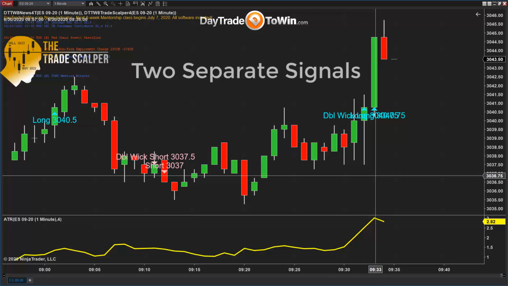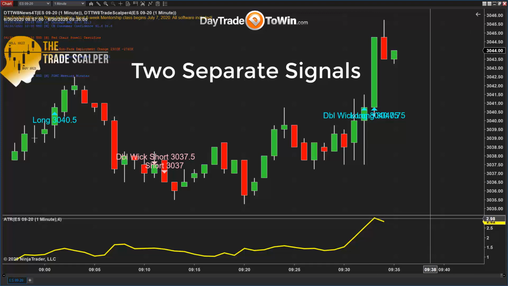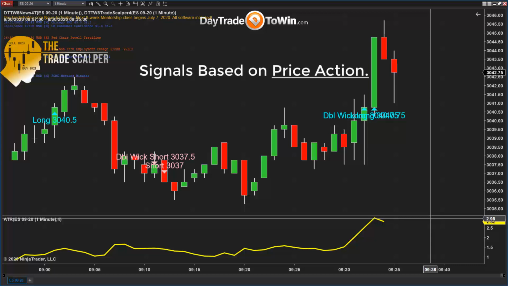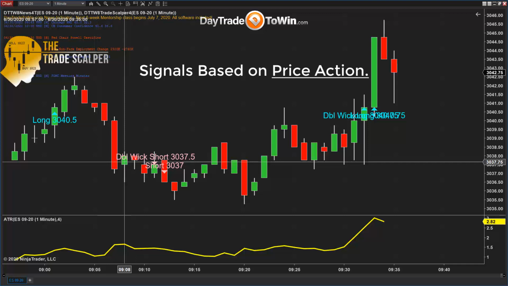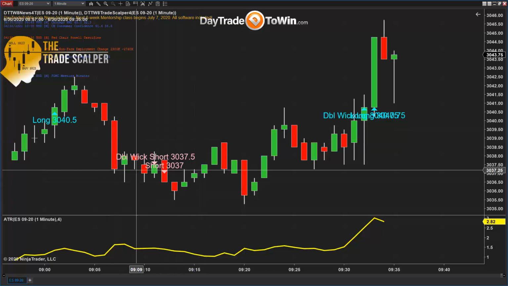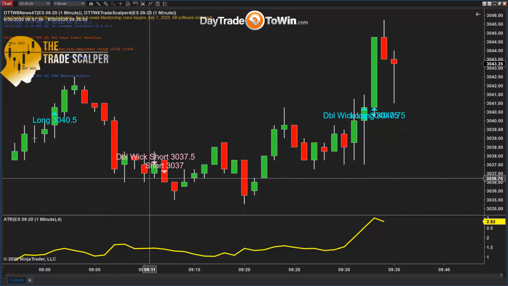There are two entries that the Trade Scalper provides. One is the main signal. The other one is called a double wick signal. It's basically indicating when you see two double wicks based on the rules that there's an opportunity to be a buyer or to be a seller. And so that's why you see here double wick short to go short at 30.3775 and then another short at 30.37. So this is indicating the market is trying to go lower and trying to go lower, indicating the wicks.